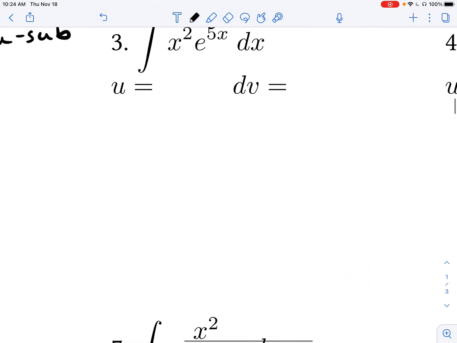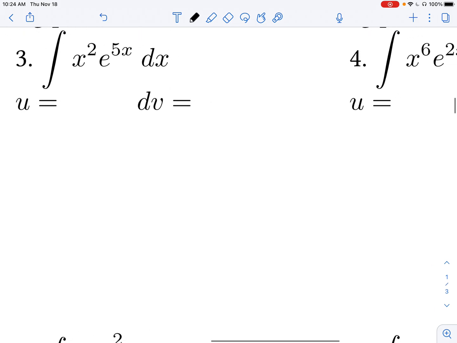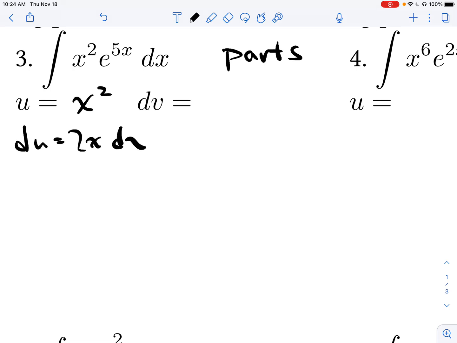Okay. All right, let's look at number 3. This was something where integration by parts is required, in which case u is x squared, du is equal to 2x dx, dv is e to the 5x, and v is equal to 1/5 e to the 5x.